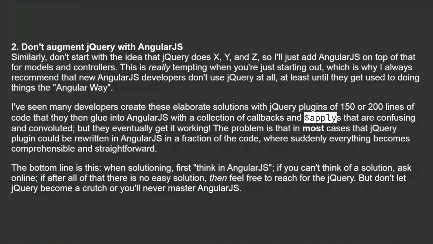I've seen many developers create these elaborate solutions with jQuery plugins of 150 or 200 lines of code that they then glue into AngularJS with a collection of callbacks and applies that are confusing and convoluted, but they eventually get it working. The problem is that in most cases that jQuery plugin could be rewritten in AngularJS in a fraction of the code, where suddenly everything becomes comprehensible and straightforward.